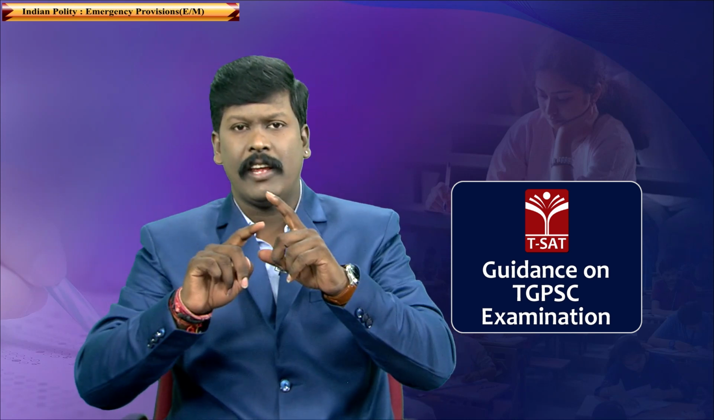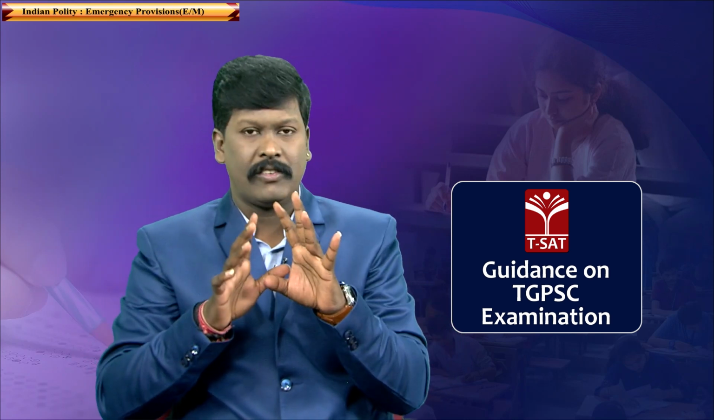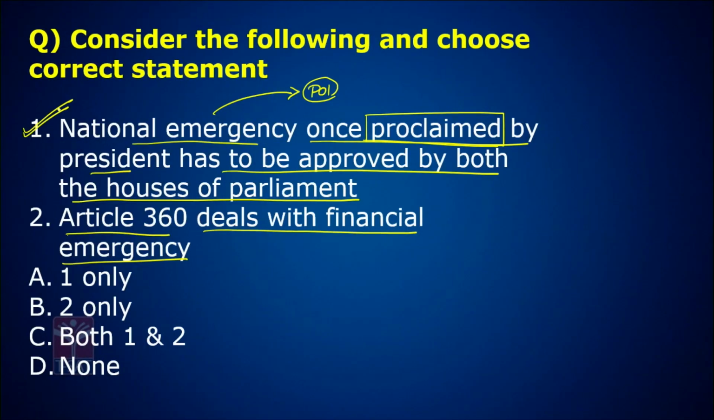Every 6 months, there should be a renewal done in the Lok Sabha and Rajya Sabha. In this way, the national emergency, which is renewed every 6 months, is continued for indefinite period. So the answer is, the first one is correct. The second one is very easy, you all know. In case of a financial instability in the country, the President has the authority to proclaim the financial emergency under Article 360. So the answer is C.